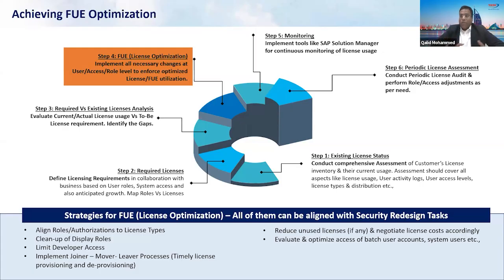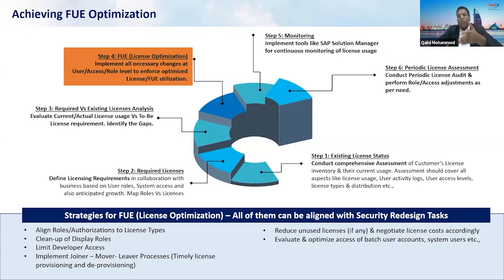Then, again, we might have user accounts which are dormant, so we need to take those out. We should also look into the batch users and the system users, what kind of access is there. All of them we have to look into, and we have to tweak the access and optimize that requirement. So step 4 is about license optimization as an execution part.